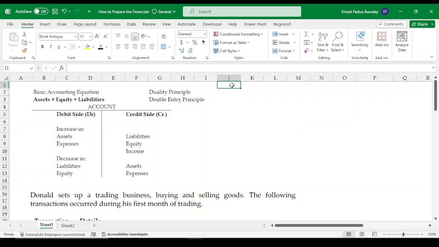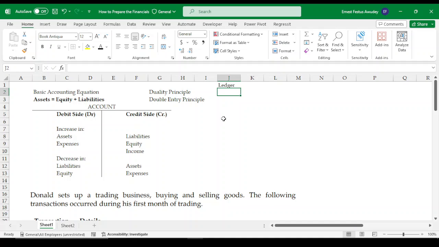So we have ledger. Now, what is the ledger? A ledger is just a collection of accounts. A ledger is simply a collection of accounts, and it is the final resting place of our accounting transactions, of our accounting records. All right, it's the final resting place for those records.